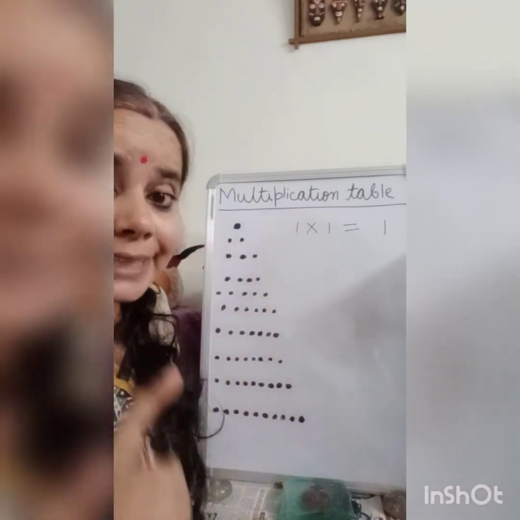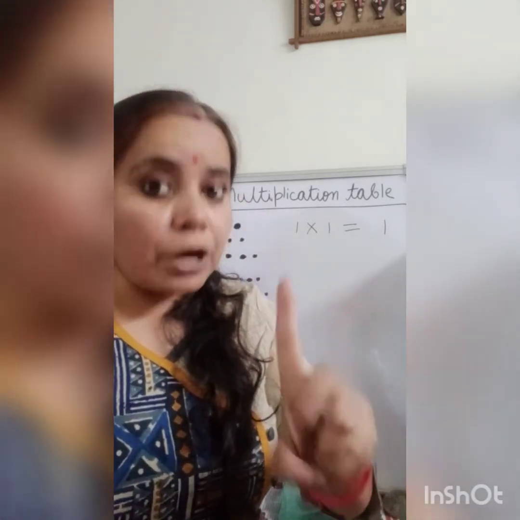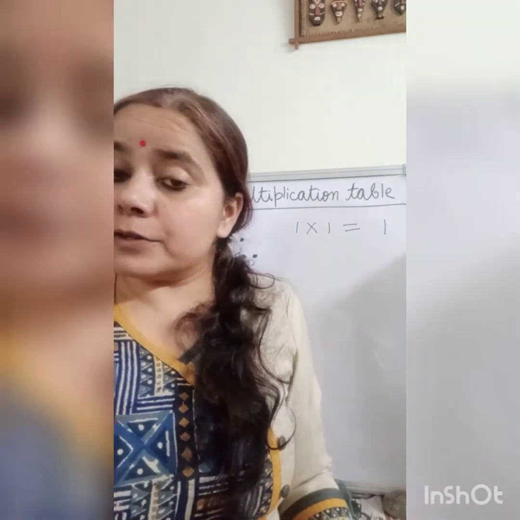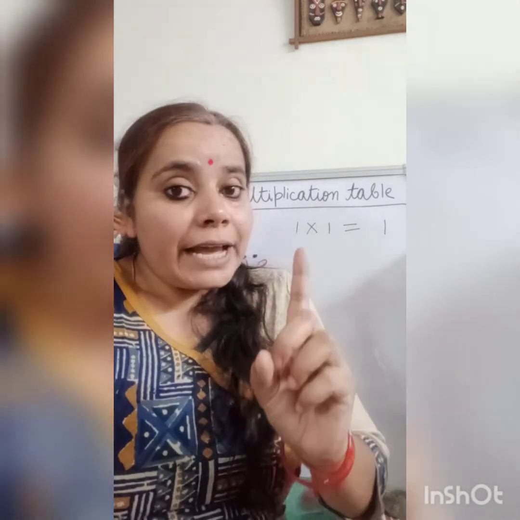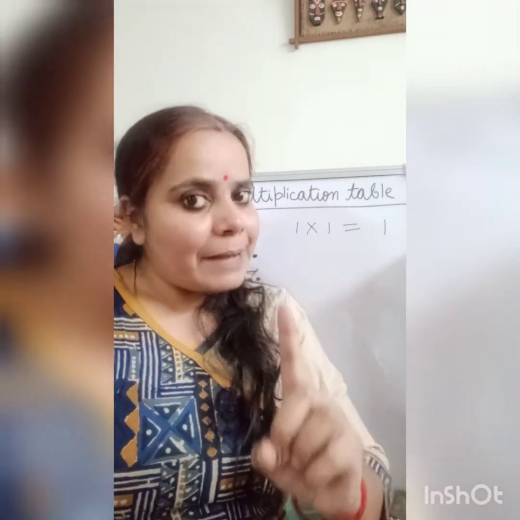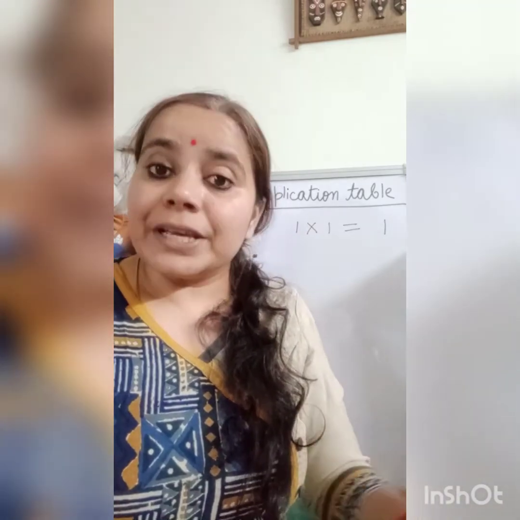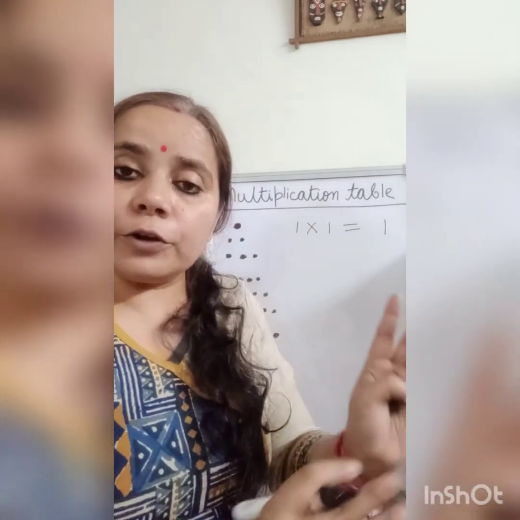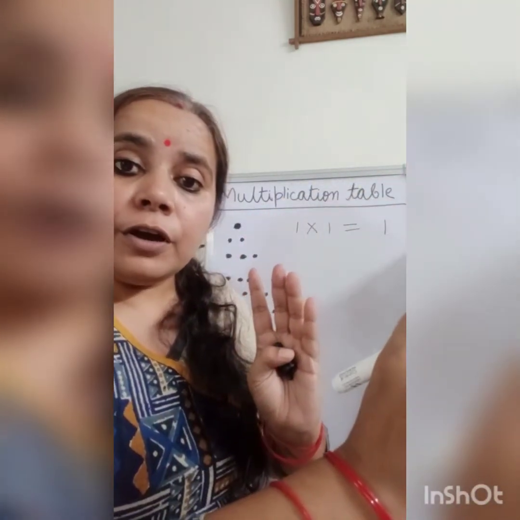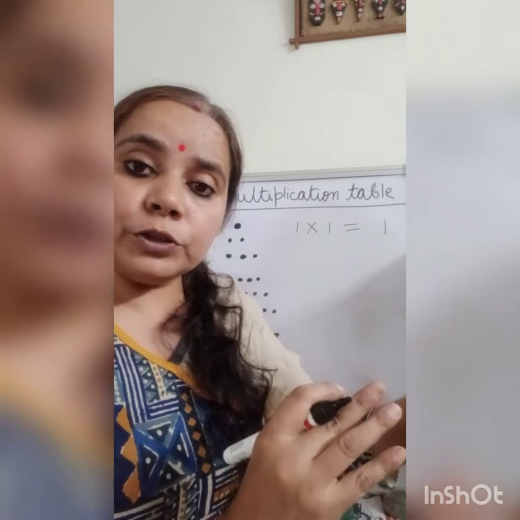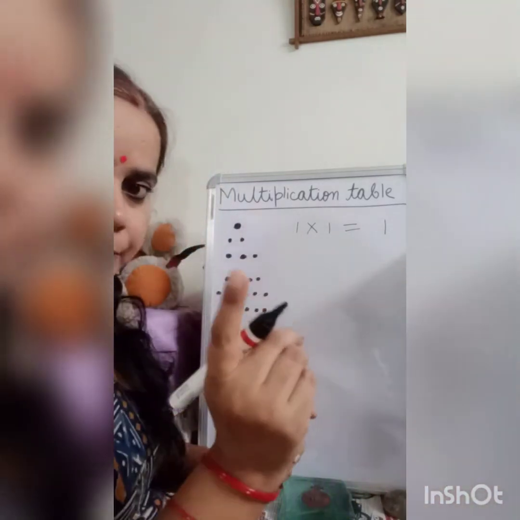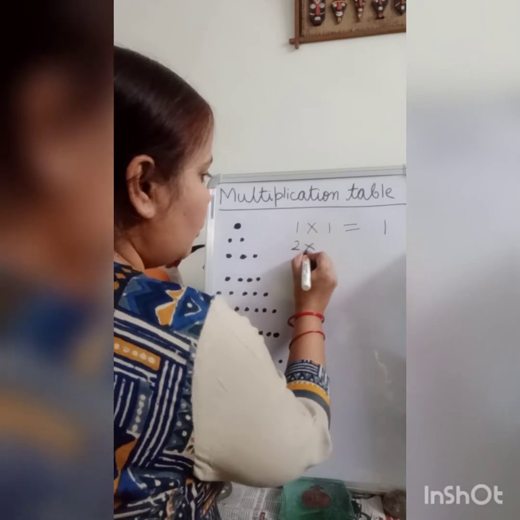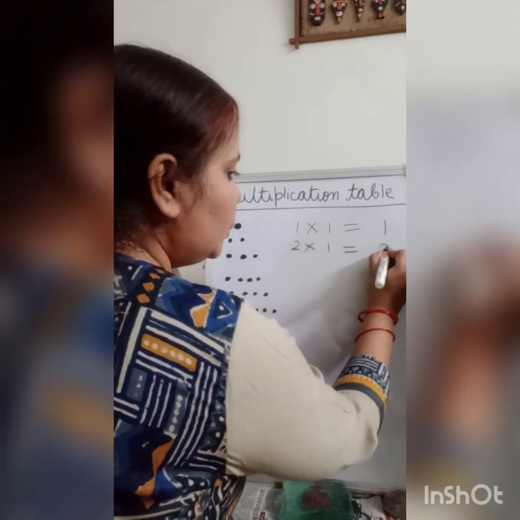2 dots. This means 2 groups of one thing. So how is ma'am going to write this? 2 times 1. 2 times 1 is equal to 2. This is called the multiplication table. And in this way, we can write the table from 1 to 10. But first, ma'am is going to show you the table of 1.